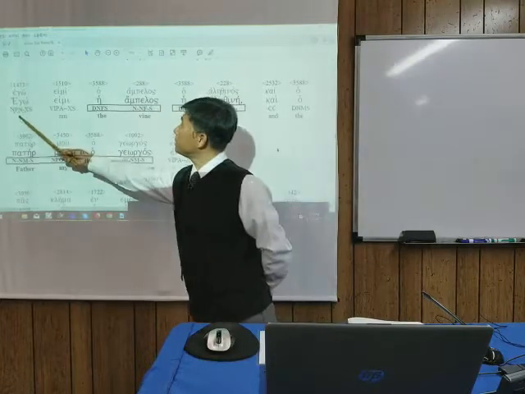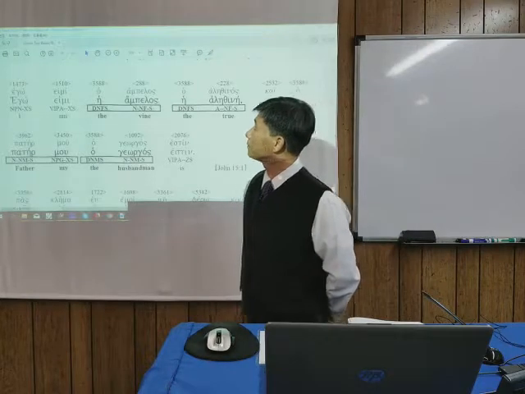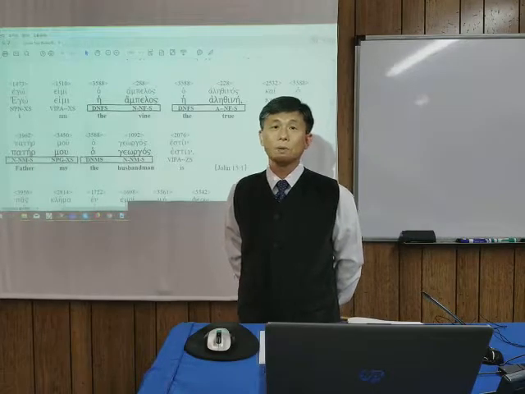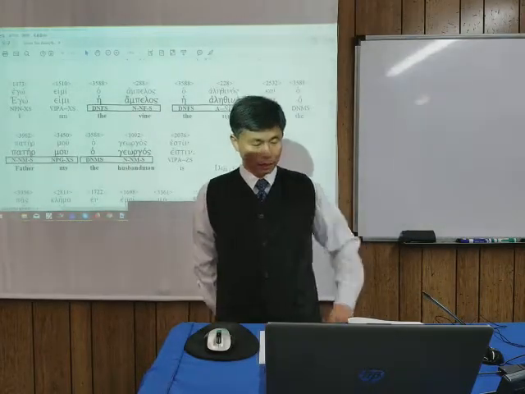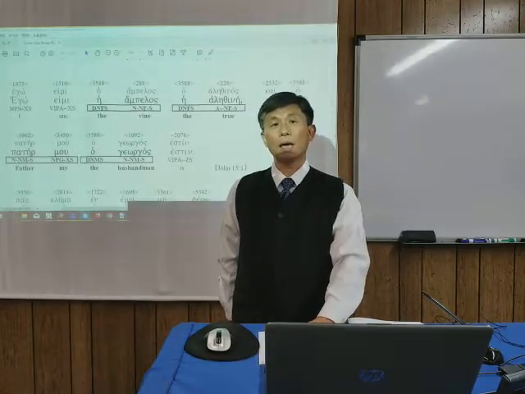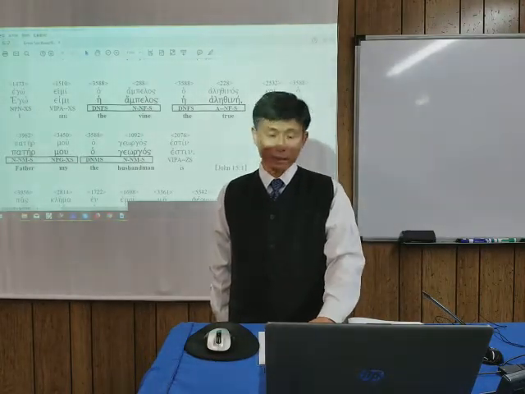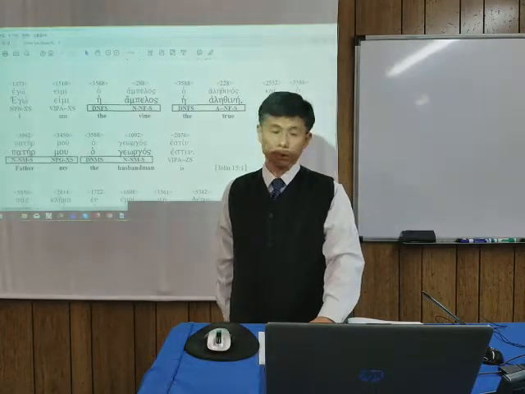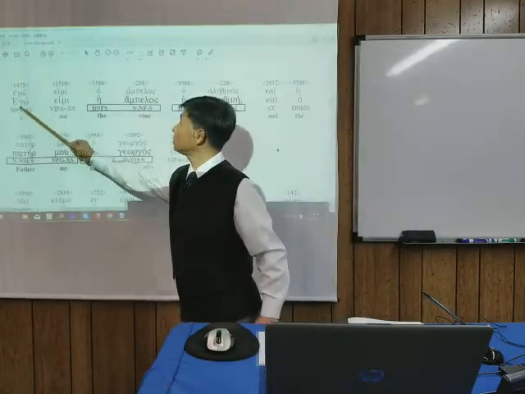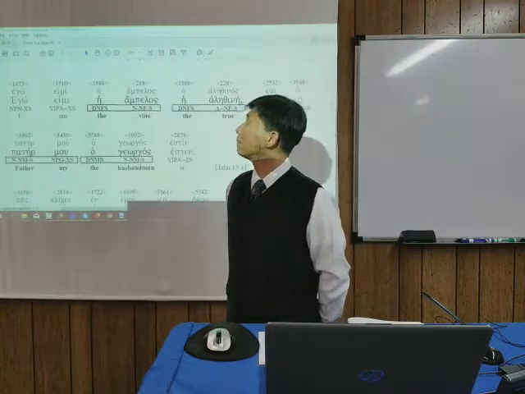It says NPNXS. So NP means personal pronoun. And then the third letter, N, is nominative. As we already studied about the noun, there are five cases. N is the nominative, G is the genitive, D is dative, A is accusative, V is vocative. So the third position in the noun code shows the case. So that is the nominative.